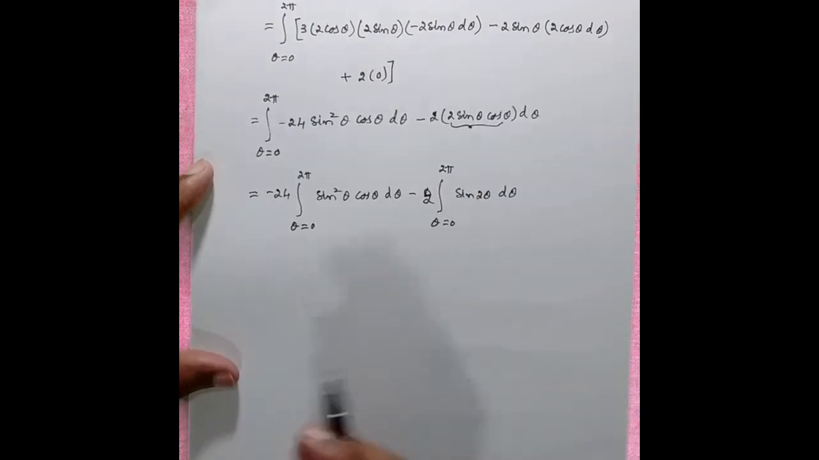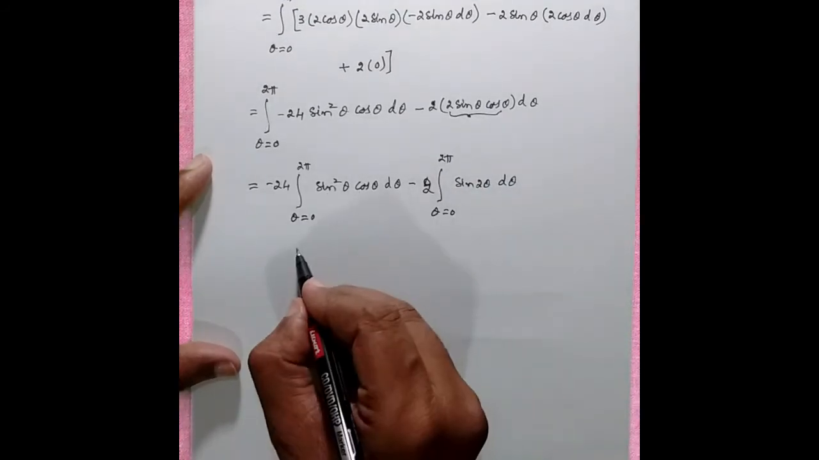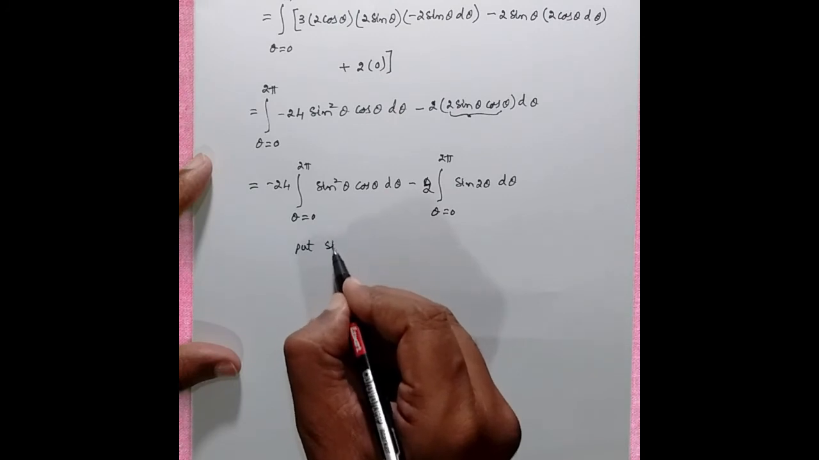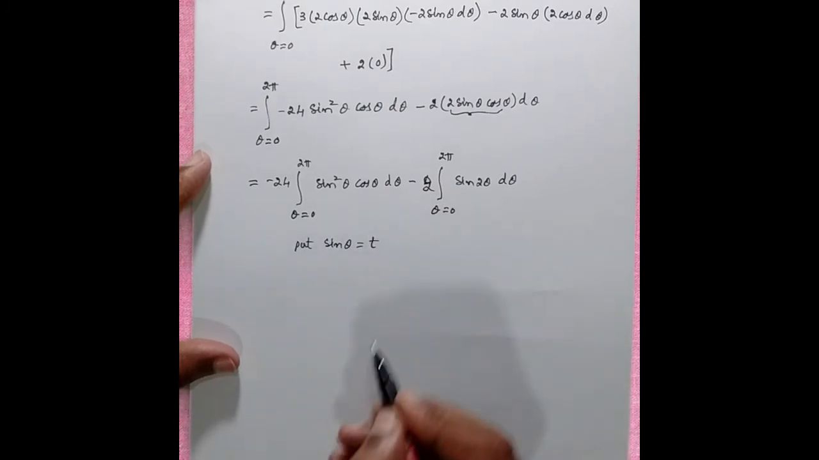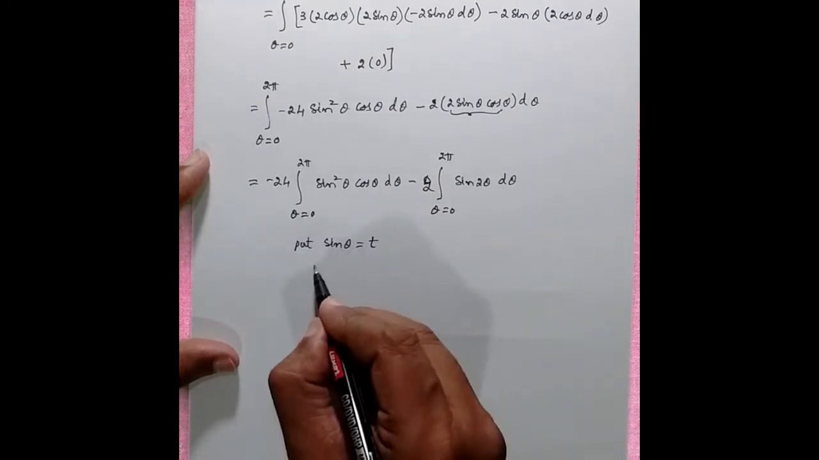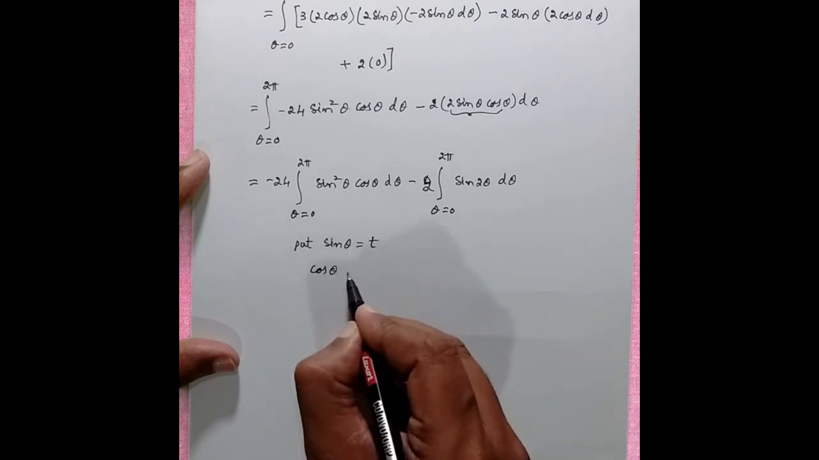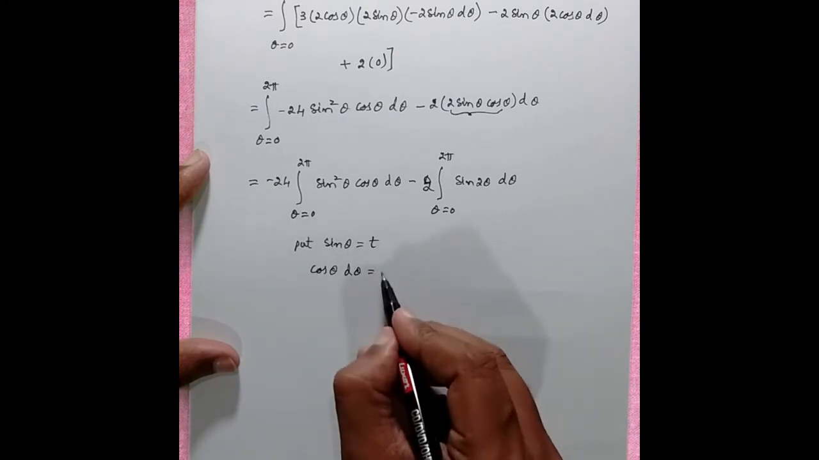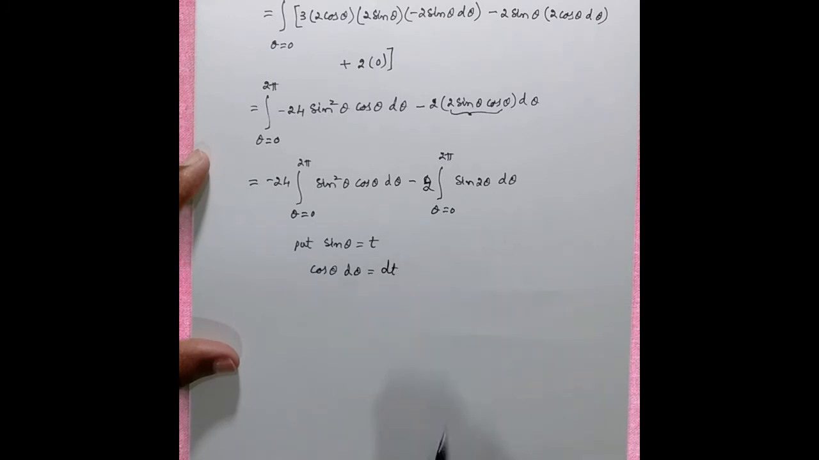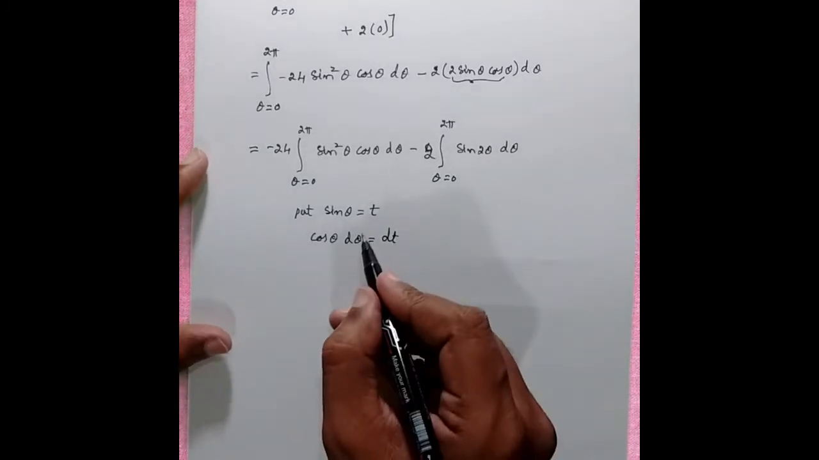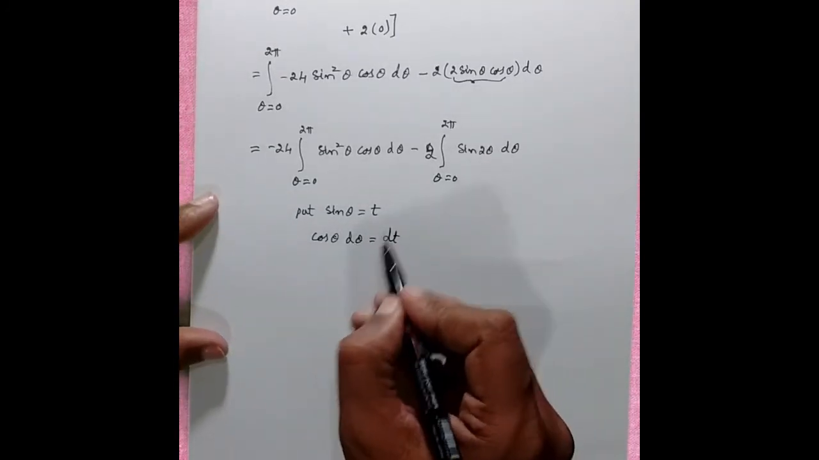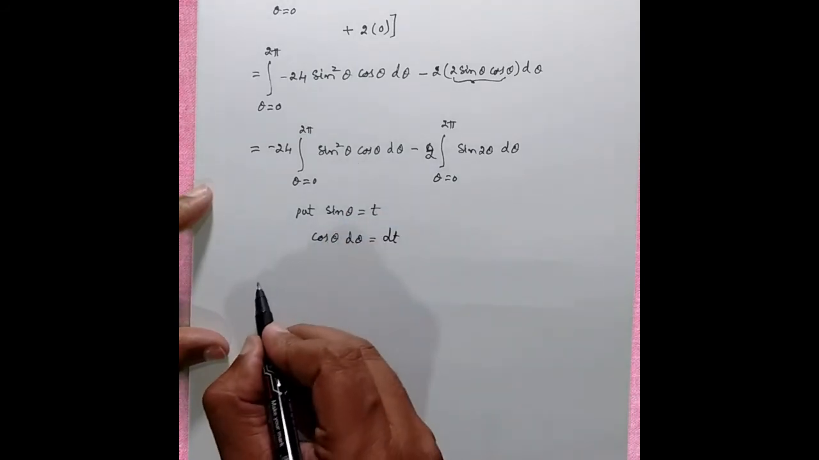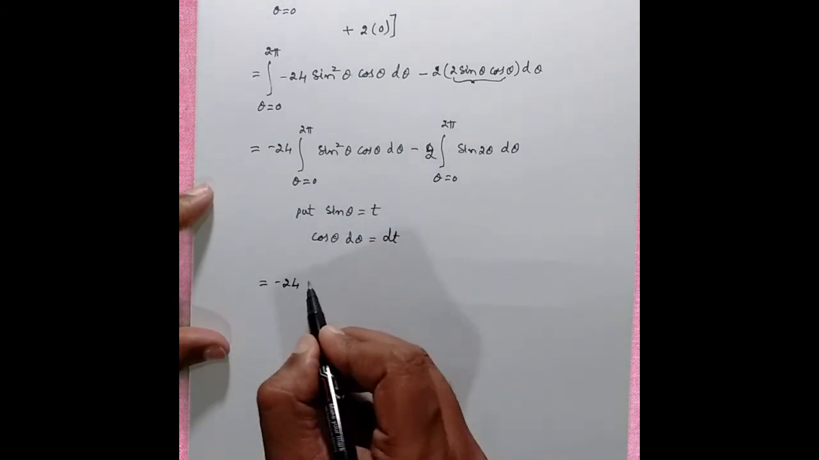These two values separate. Now use the substitution method over here. So put the value of sine theta to be equals to t. So the differentiation of sine theta will be cos theta. Differentiation of theta will be d theta is equals to derivative of t will be dt. Alright. So now if I try to plug in this value back over here, we will be getting minus of 24 times of.